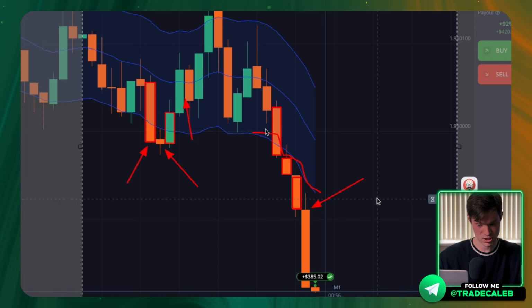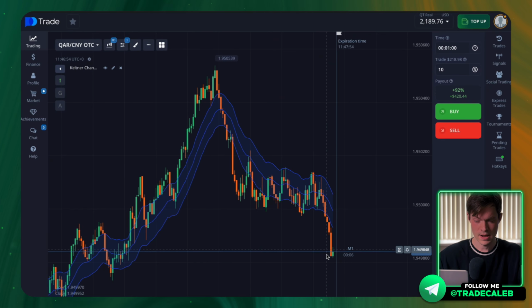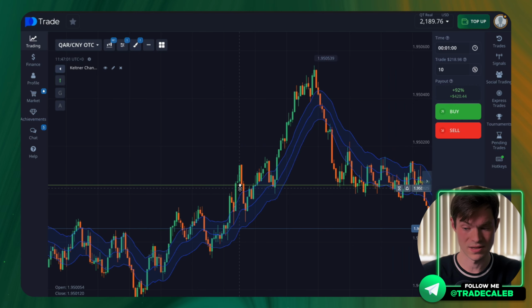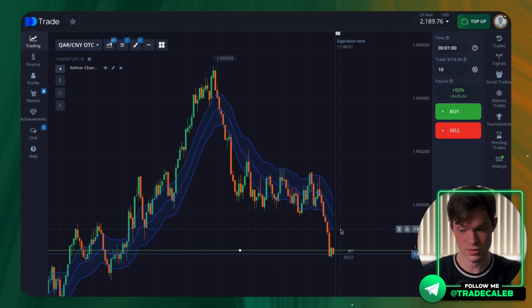Here there was no such signal, because after leaving this range we went back into the channel. I will try to show many more situations, but by the way, if we entered here now, we would get a loss. But here there was a certain horizontal level from which I would not enter. So let's find the next situation.